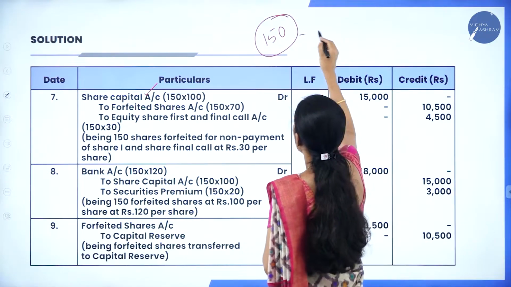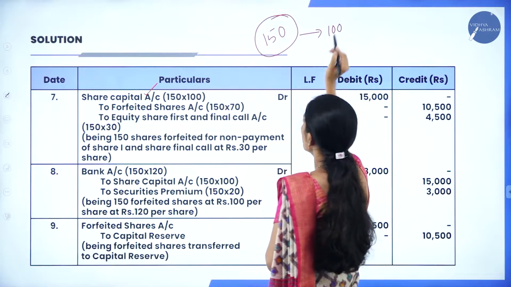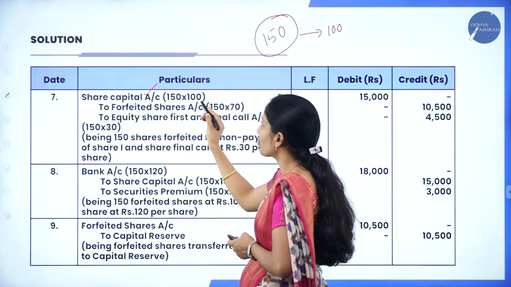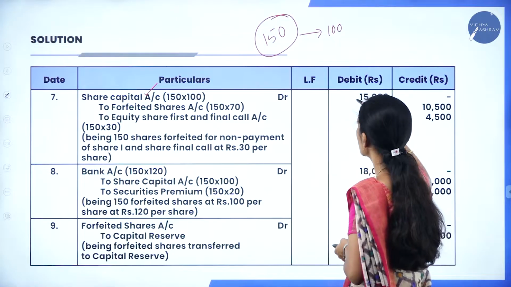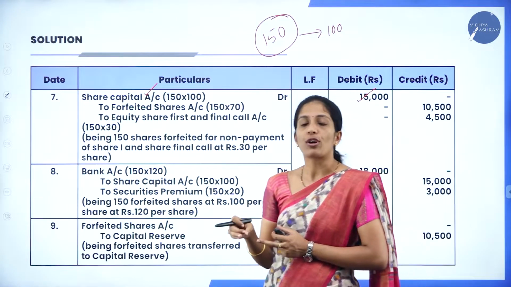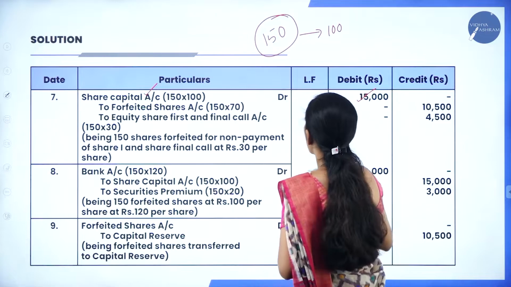That is 100 rupees. The value of each share is how much? 100 rupees. So 150 into 100 will be transferred to equity share capital account. That is 15,000. To forfeited shares account out of 100 rupees.